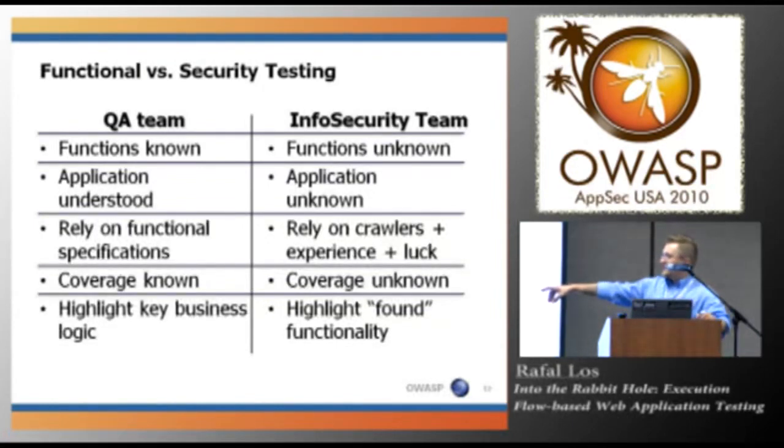And the last piece of this is, in the QA cycle, we highlight key business logic, right? We look at business logic because that's what we're supposed to do. That's the point. We look at exercising business logic and making sure that that business logic does what it's meant to do. In InfoSec, we highlight what we call found functionality. We find things that are not supposed to be there, and we put them in the spotlight, draw a big red circle around them, and go, look what we found.